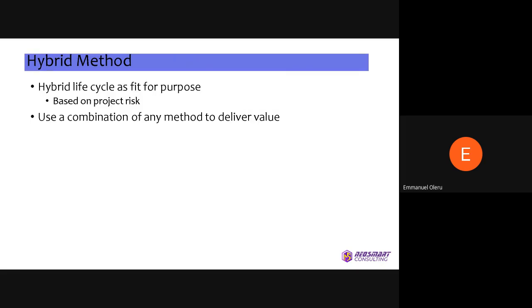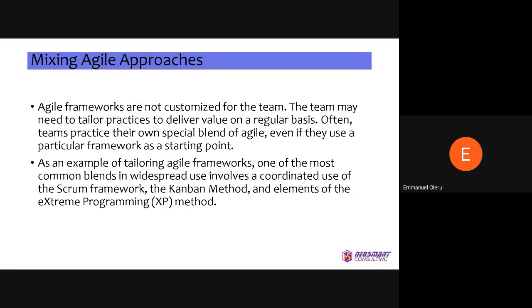Then we also have the way you use it. Basically, you want to make sure that you are delivering value. That's the whole high point of the hybrid method. You can also mix approaches in terms of hybrid. A key thing is that agile frameworks are not customized for the team. The team needs to tailor the practice to deliver value. Remember, whatever you're doing, you're trying to do it so that you can deliver value, right?